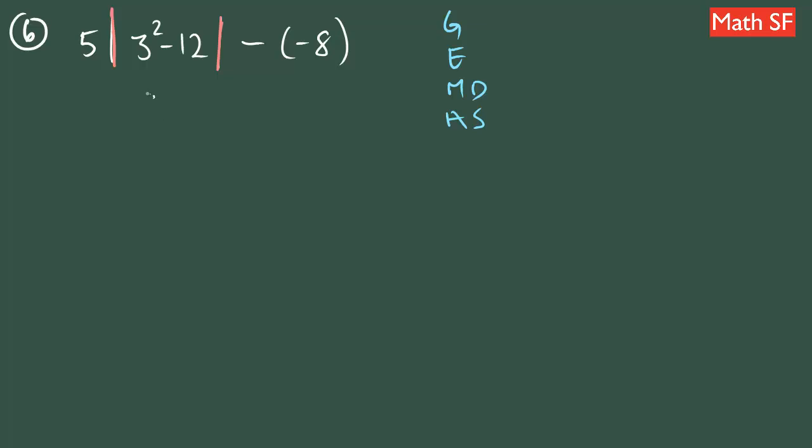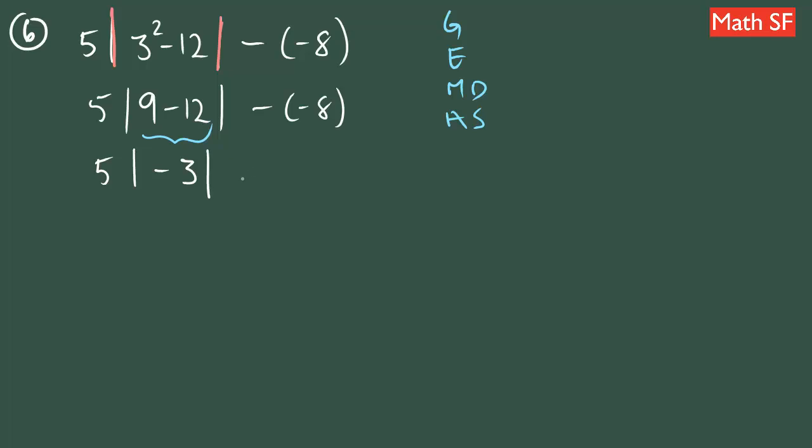So you're going to have to do 9 minus 12, and copy the same thing that you have on the outside. So 9 minus 12 is negative 3, so you have 5, absolute value, negative 3, absolute value minus negative 8. Now, let's do this absolute value. So to do the absolute value, it means that you have to take just the value of it. So negative 3 becomes positive. Or another thing that you can remember is, whenever you have absolute value, you just make it positive. So 5 and then parenthesis 3.